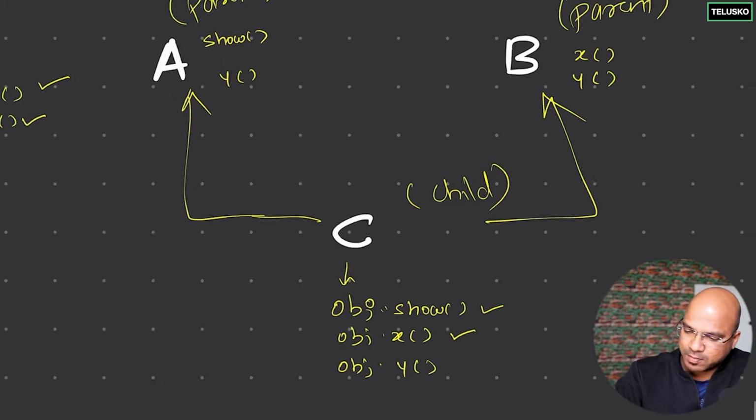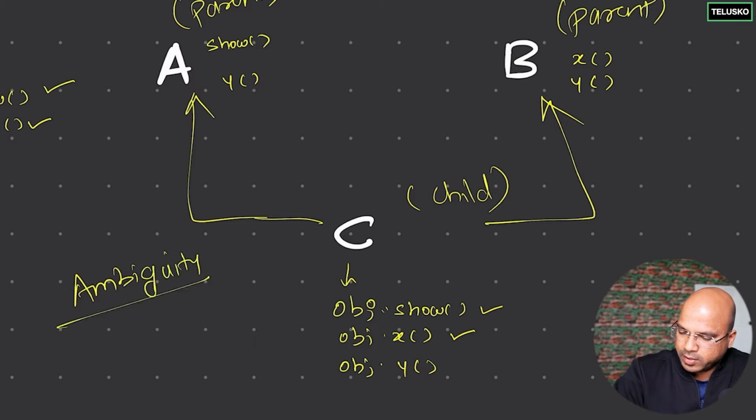Now, this problem is called the ambiguity problem. Ambiguity simply means we have a confusion here about which one to choose. This problem is there in multiple languages which support multiple inheritance. Java says, oh, that's a problem, let's remove the feature itself. I know that's a weird way of solving the problem, but they have removed the problem itself. It's not like they found a solution. They said, instead of finding a solution, let's remove the feature.